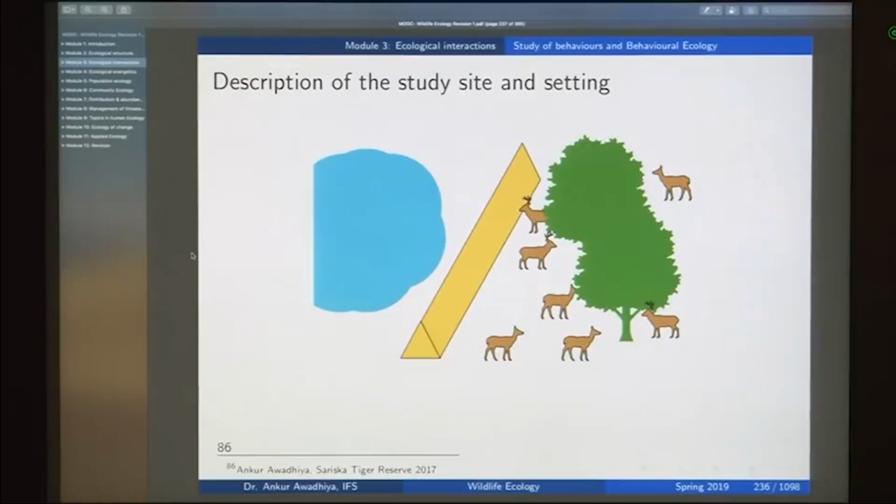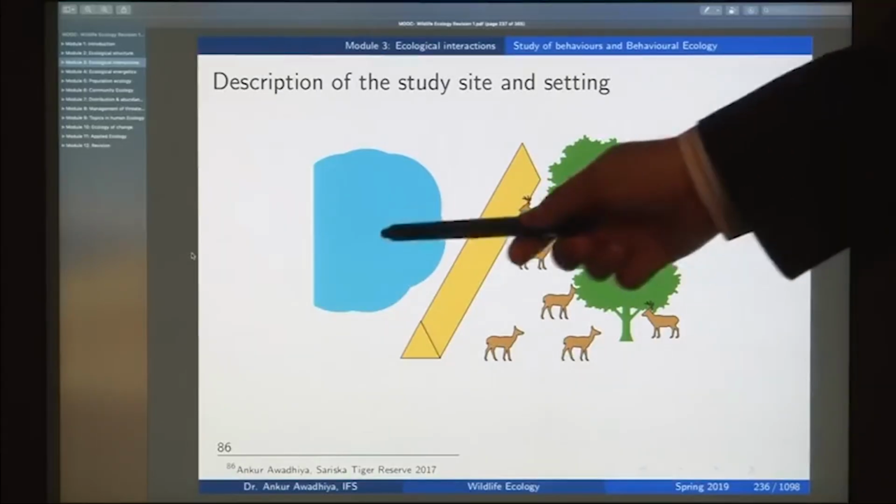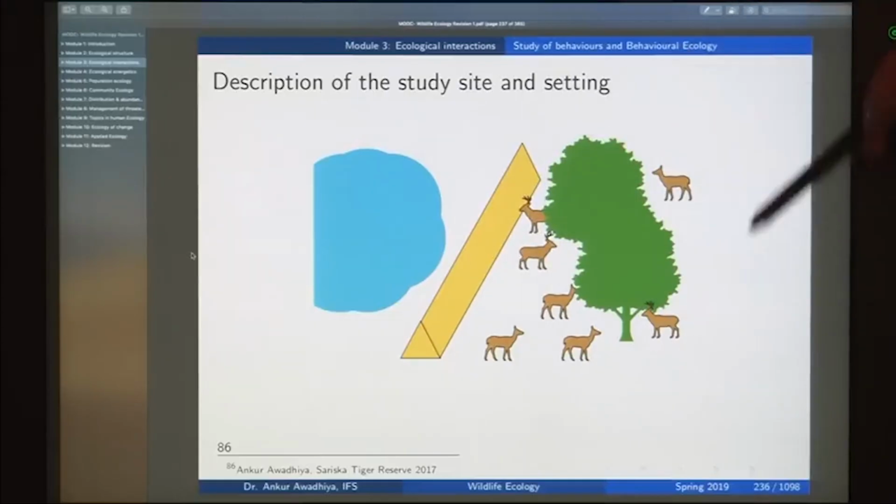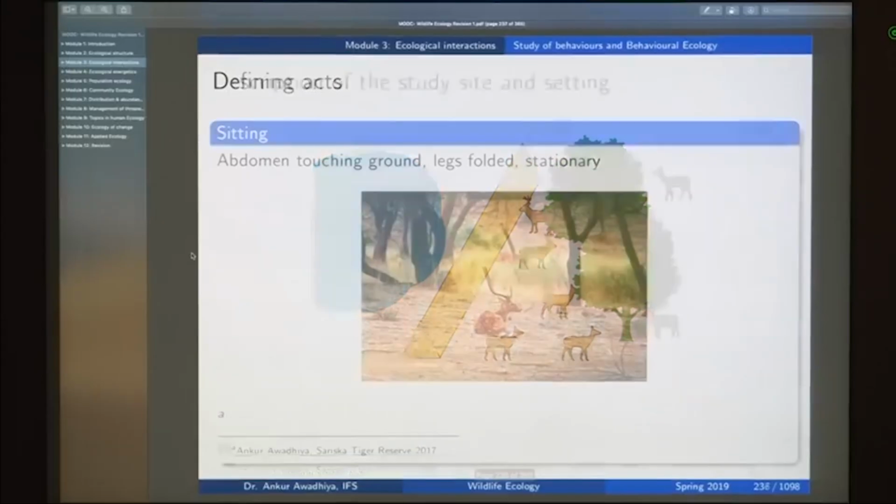So, we looked at the making of this ethogram that we did in Sariska. So, we described the site and the setting. In this case you have a water body, you have some trees here, you have this elevated road, and here you have a particular population of the deer or the cheetahs.